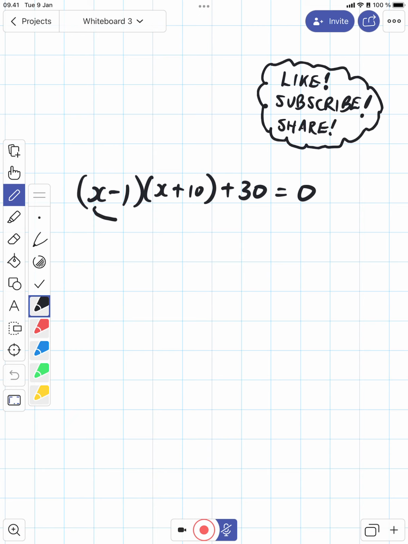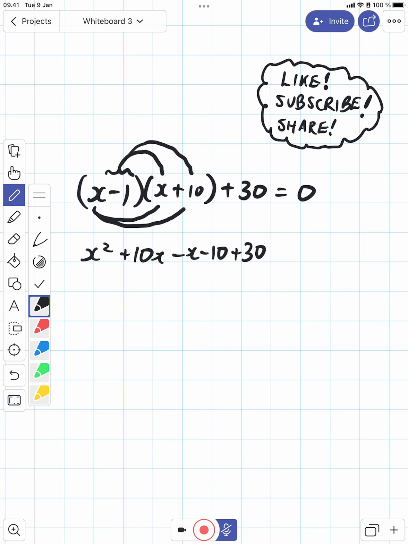So I've got x times x is equal to x squared. x times 10 is equal to 10x. Then I've got to be careful, that's a minus 1 there, times x in the second bracket makes minus x, and minus 1 times 10 makes minus 10. So all of that plus 30 is equal to 0.